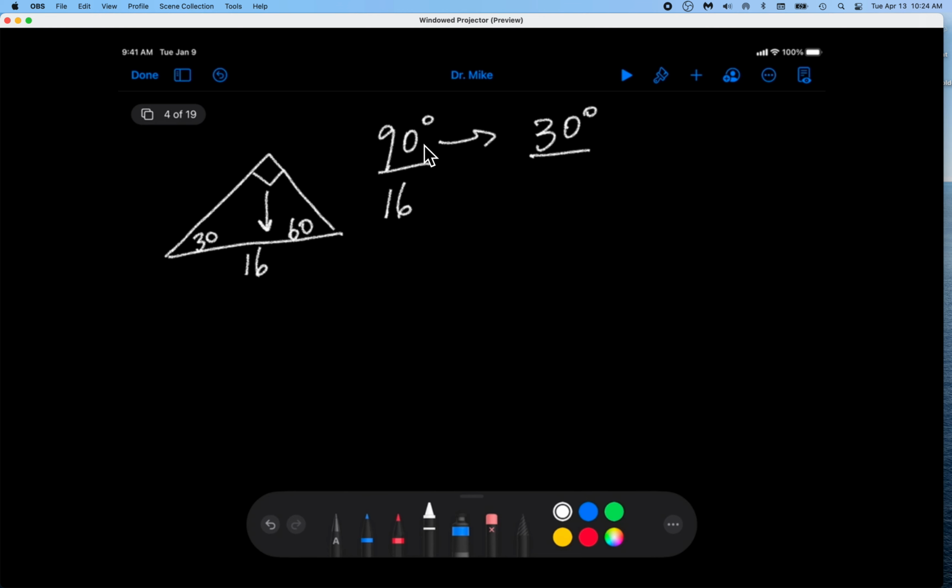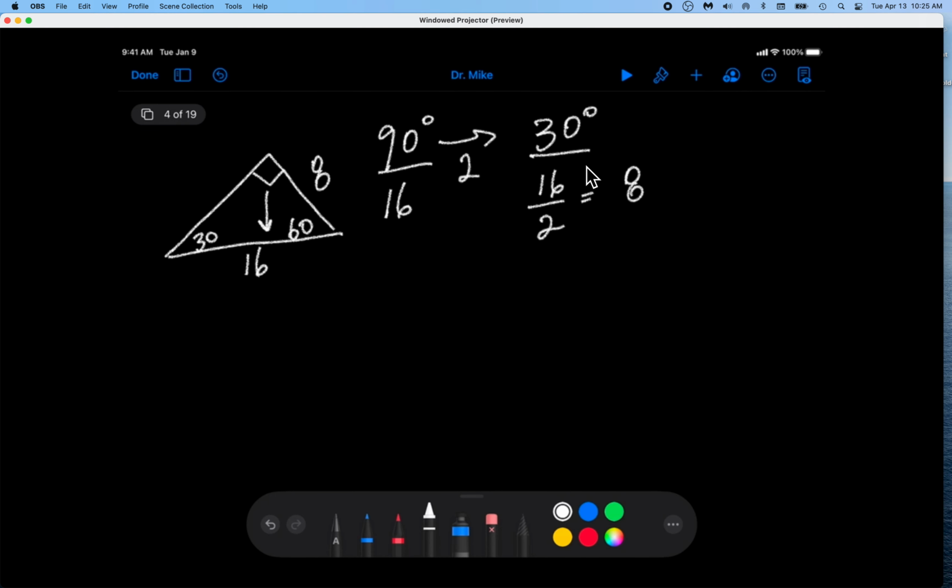Whenever you're dealing with the 90 degrees in a 30, 60, 90 triangle, the conversion factor is 2. The only question is, do we multiply or divide by the conversion factor? Since we're getting smaller, we have to divide. That's how we get smaller in math. So that's 8. So the side opposite the 30 is 8.